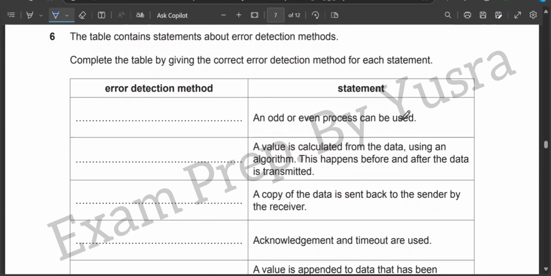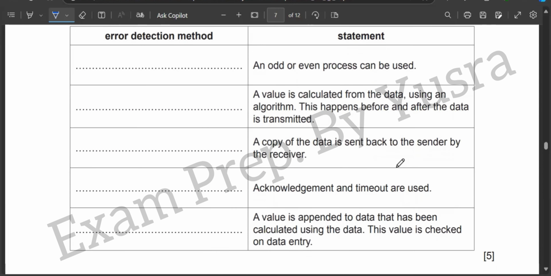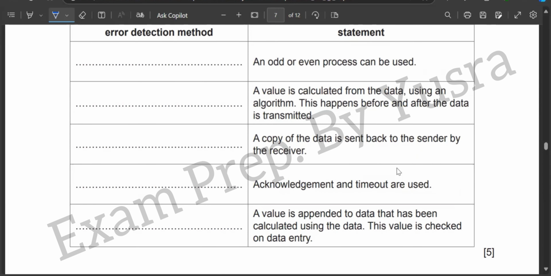Question 6 says the table contains the statements about error detection methods. Complete the table by giving the correct error detection method for each statement. Let's read the first one. An odd or even process can be used. We know that there are two types of parity check, odd and even. So our first error detection method is the parity check. There can be even parity and odd parity.